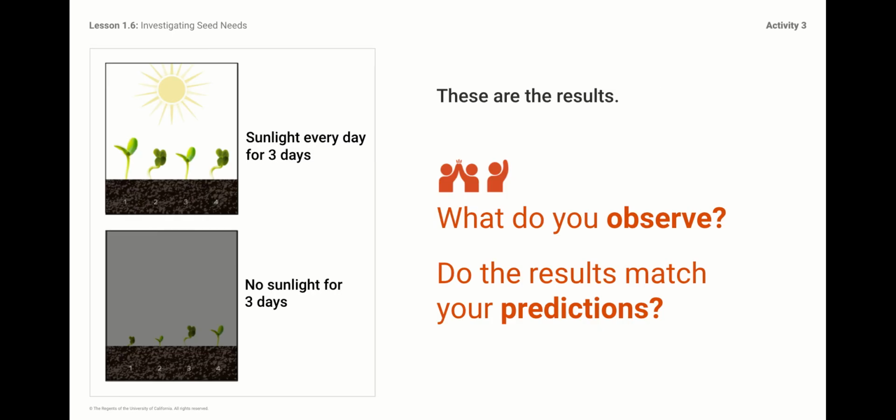So here's the next slide, and these are the results. So you guessed it, the sunlight. The sample of seeds that got sunlight every day for 3 days straight, look, they sprouted. And then, oh, the samples that didn't receive sunlight, they didn't grow as much. So what do you observe? You observe that one sample grew larger than the other, right? And do the results match your prediction? I hope so. So just stop and jot and tell us what you think.